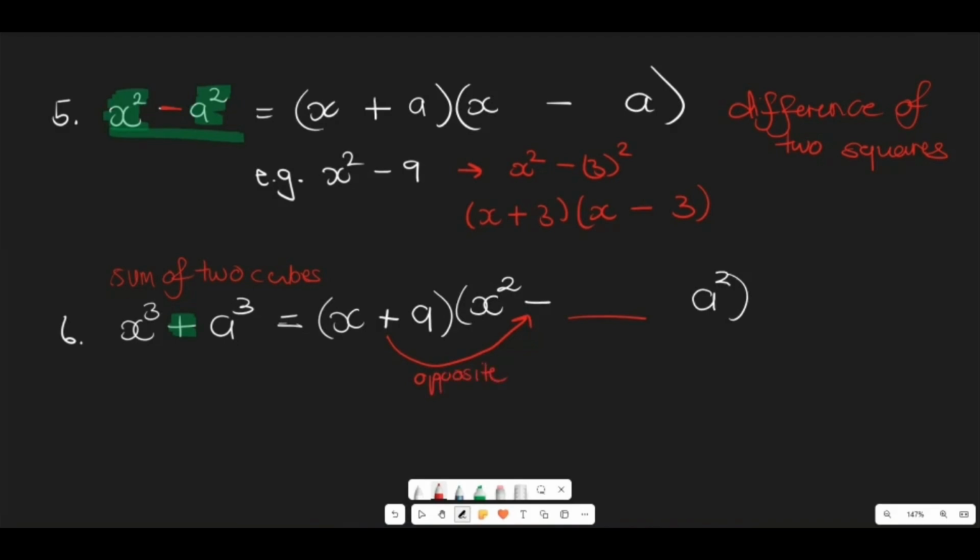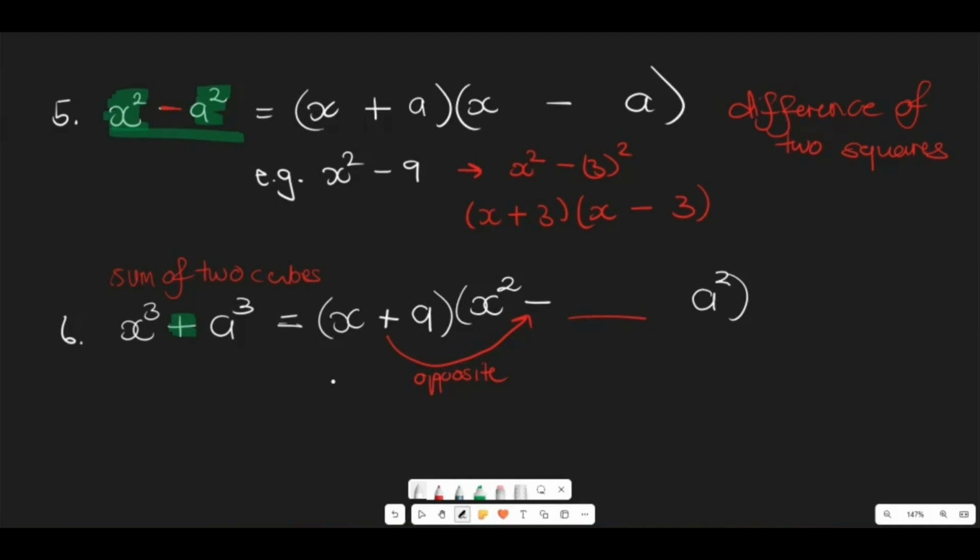Are you guys with me so far? I'm sure you guys are fine with the distributing of the x and the a's, but are you with me so far with the symbols? Is everyone with me? Just put a thumbs up before I move on. Okay, perfect. So what happens with the middle term?